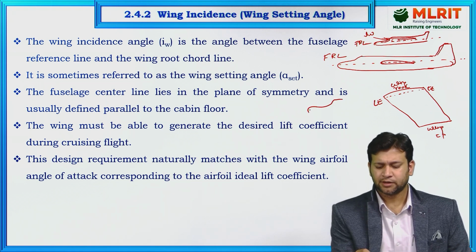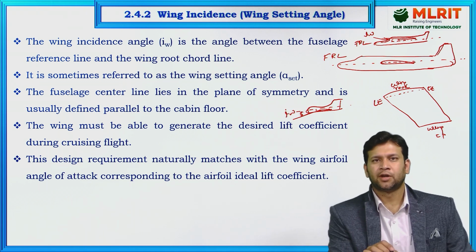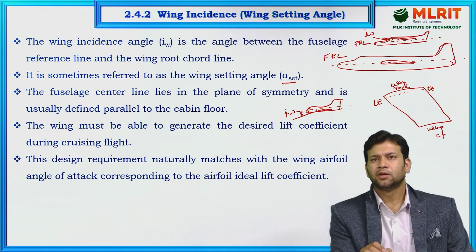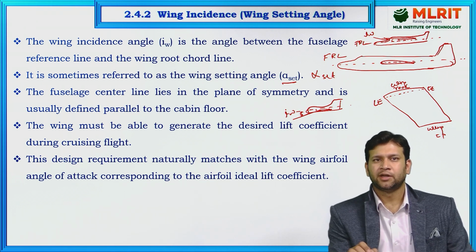If we take an example of a low wing, it will be somewhere here, and the angle between these two is the wing incidence angle. It is also referred to as the wing setting angle, which is denoted by alpha set. The fuselage center line lies in the plane of symmetry and is usually defined parallel to the cabin floor.